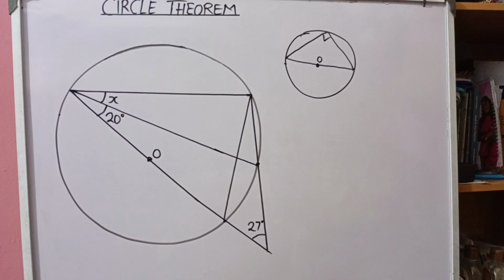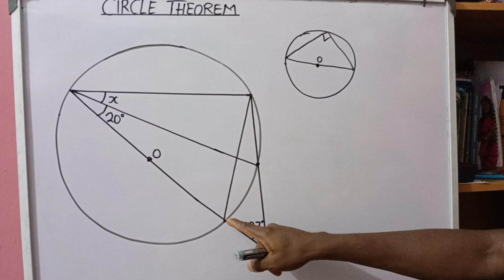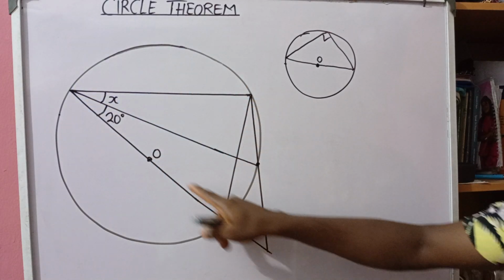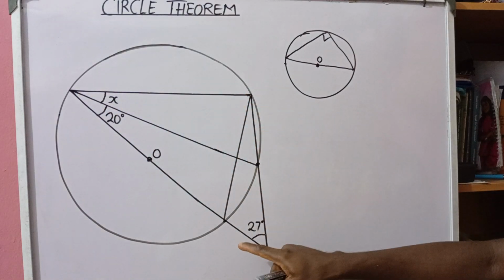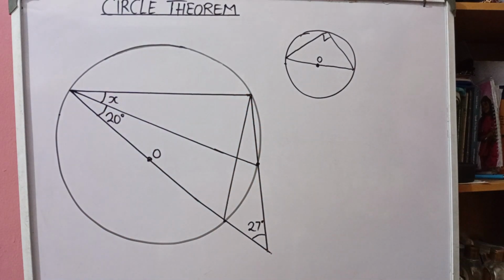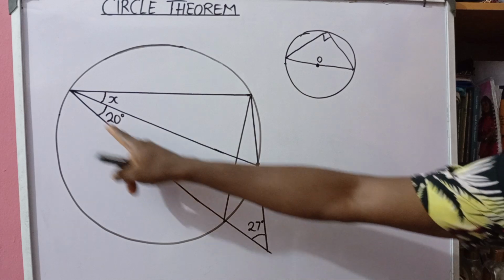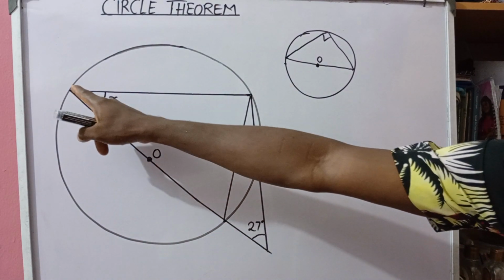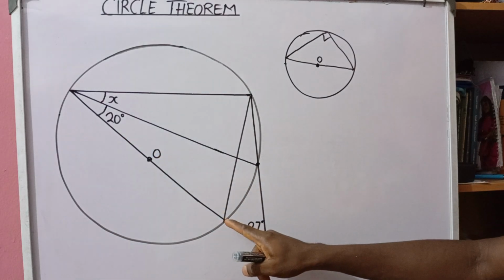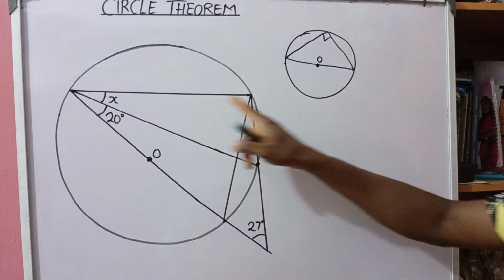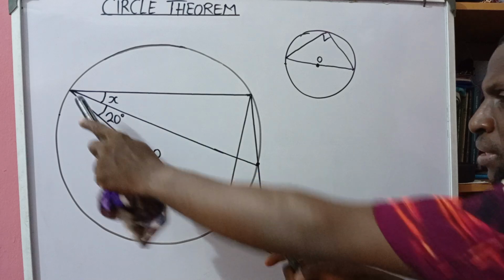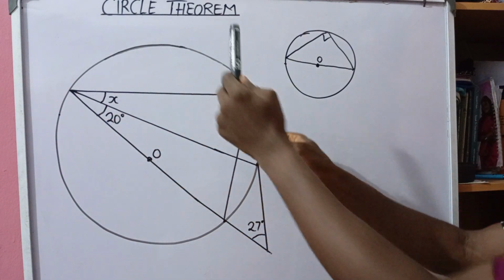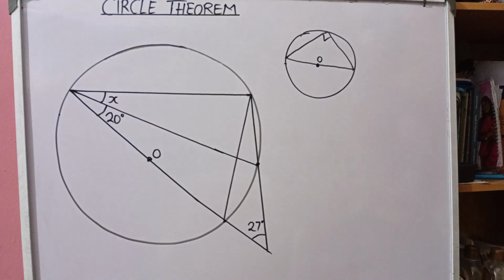When you look at the question, you see from the diagram that you have a triangle, and in that triangle, we have a diameter. That is the line that passes through the center of the circle. That is what we call the diameter. So the angle subtended by the diameter from here to the circumference is always 90 degrees, just like we have it here.